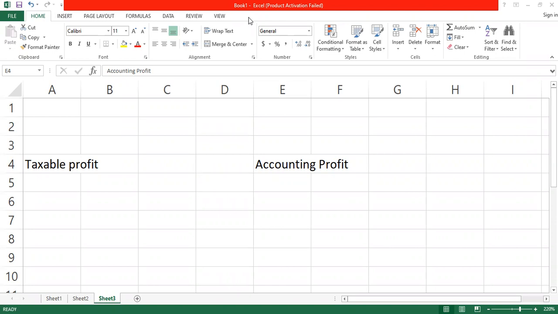Taxable profit and accounting profits. What is the difference? The accounting profit is the profit declared by the company after the preparation of the financial statement. And the taxable profit is the profit declared by the tax authorities after adjustment of the capital allowances. Okay. That's a nice attempt.